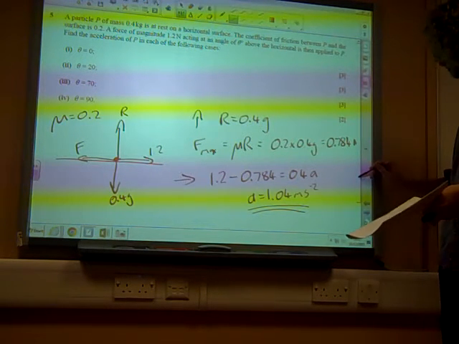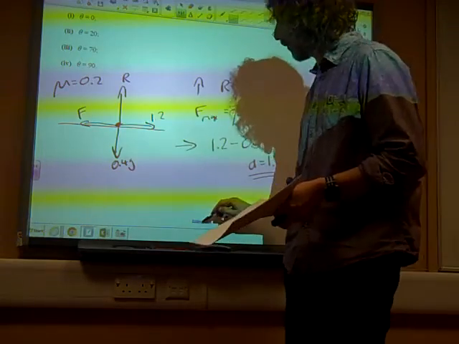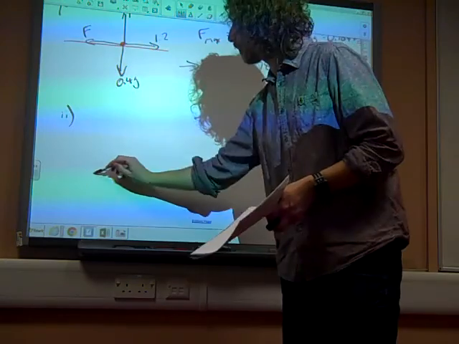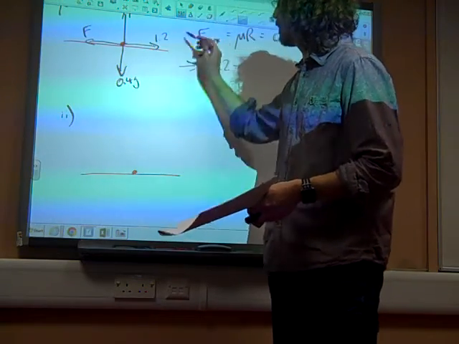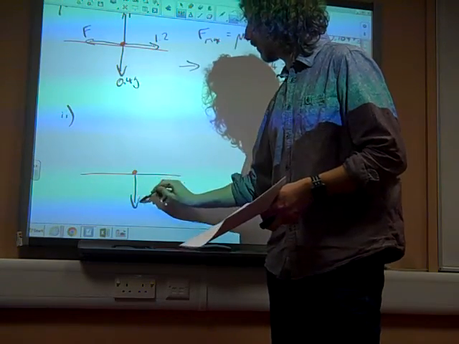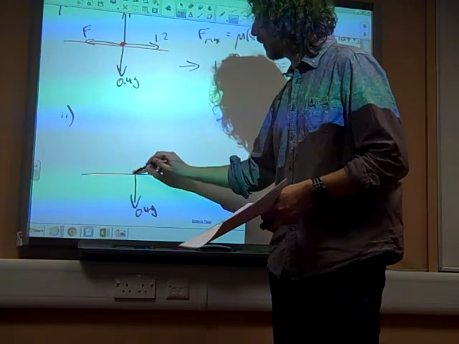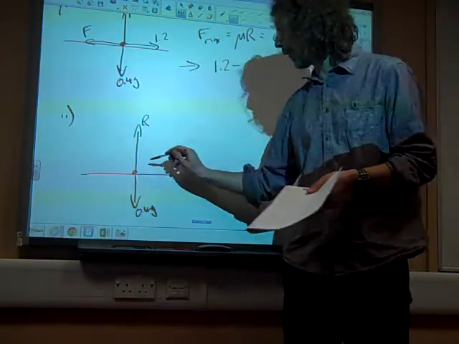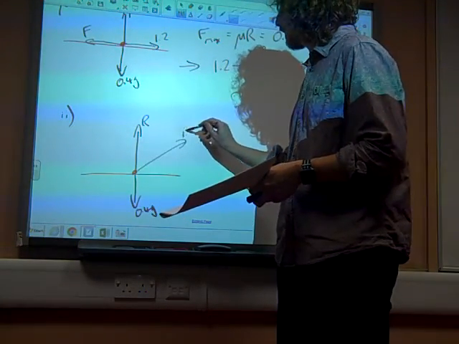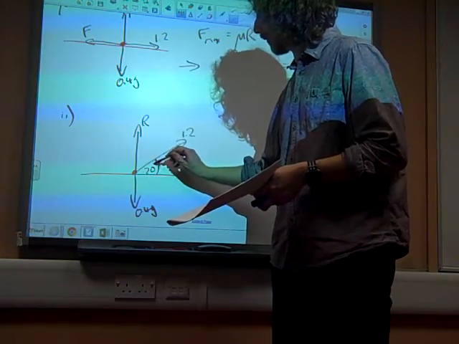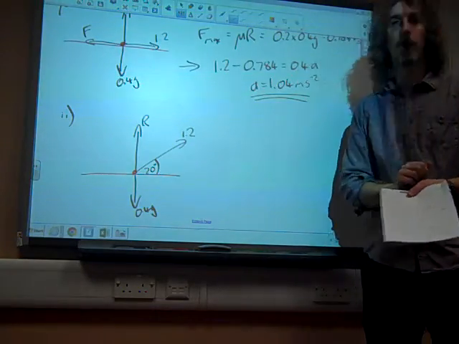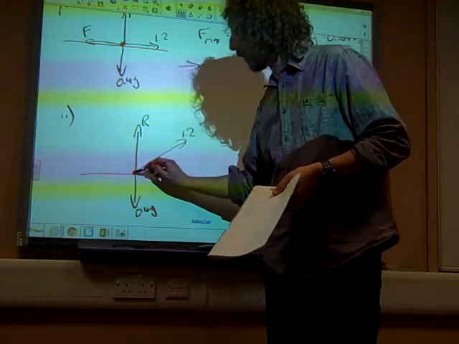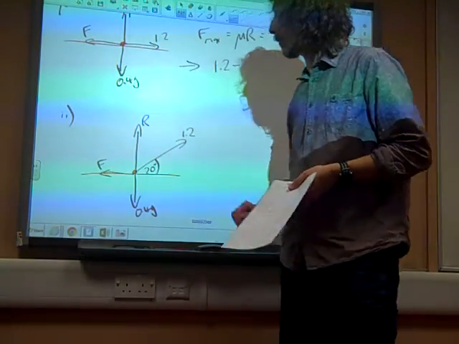So part 2, we have a slight change in what's going on here. We have the particle on the plane. Let's put the same, we've got 0.4 g. There would be a normal contact force. This time we've got the 1.2 force at an angle of 20 degrees to the horizontal. It would still be wanting to move in this direction towards me, so friction would oppose the motion. So there is the frictional force.